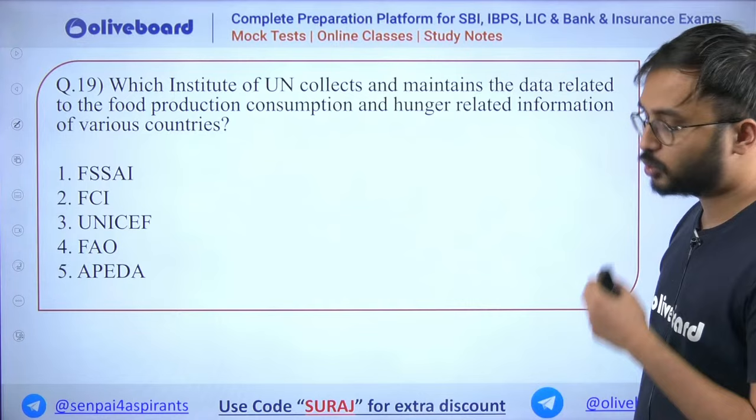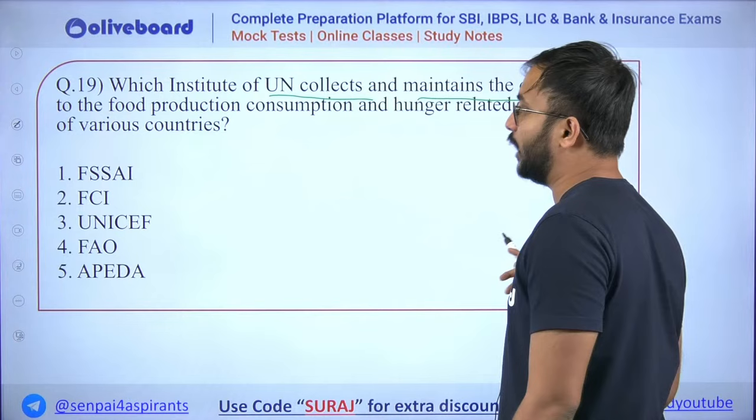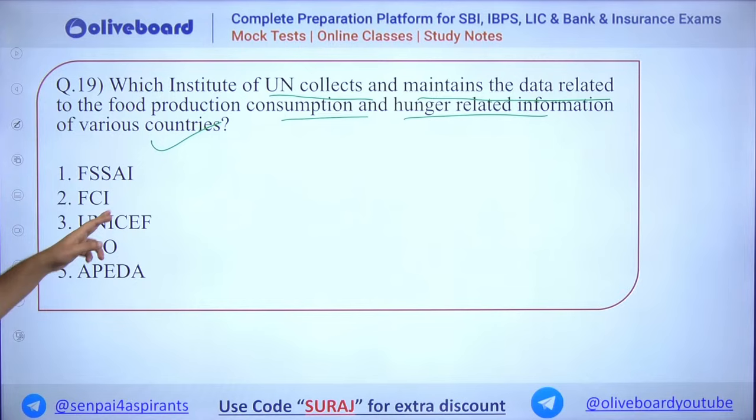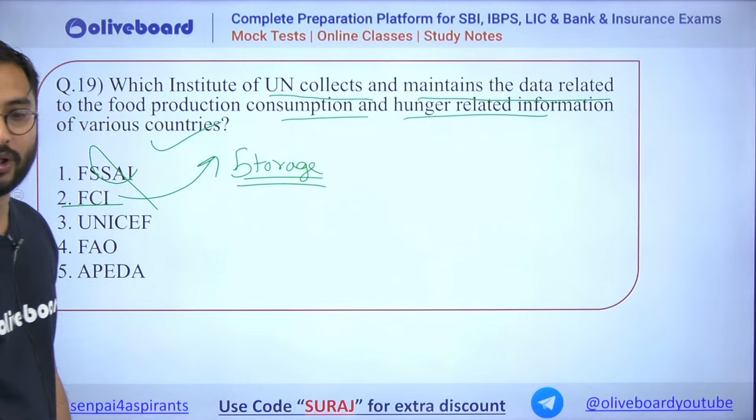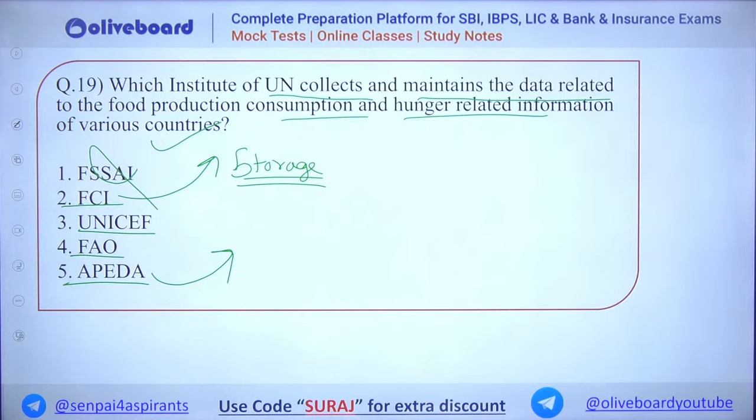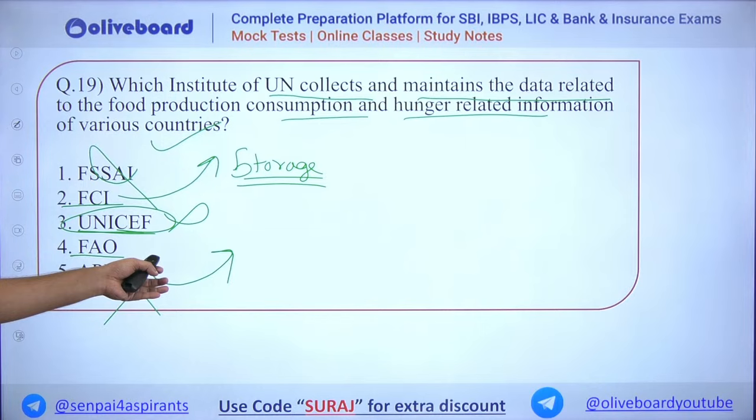Which institute of the UN collects and maintains the data related to food production, consumption and hunger in various countries? FSSAI, no, it looks after standards of your food. FCI, no, it looks after warehousing, that is, storage, post-harvest technology and storage of grains. Then UNICEF, FAO and APEDA. APEDA looks after the export of agricultural products, so this also gets eliminated. UNICEF is of course an international organization, but not related to food production and consumption. This is generally done by the Food and Agriculture Organization, FAO.